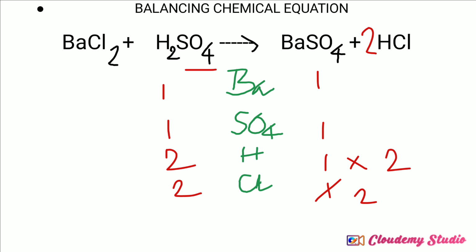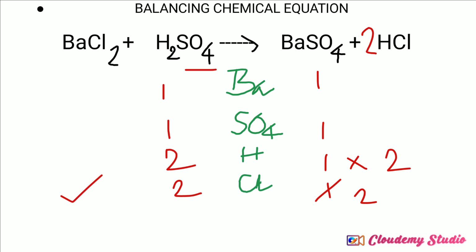Now once again, we can check the atoms on the left hand side as well as the right hand side. Barium, both the sides, the number of atoms is 1. Sulphate, both the sides, the number of atoms is 1. Hydrogen, both the sides, 2 atoms are there. Chlorine, both the sides, 2 atoms are there. So all the atoms of the reactants as well as the products are equal. Therefore, this equation is balanced.